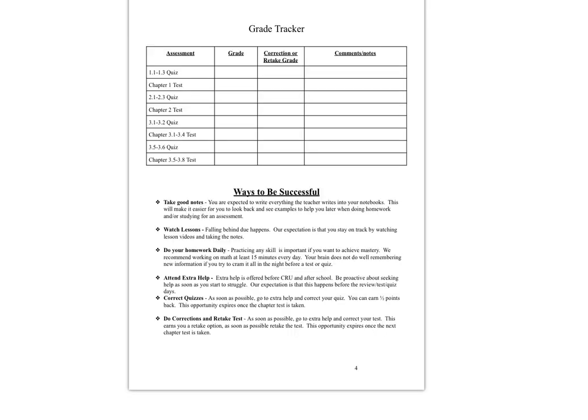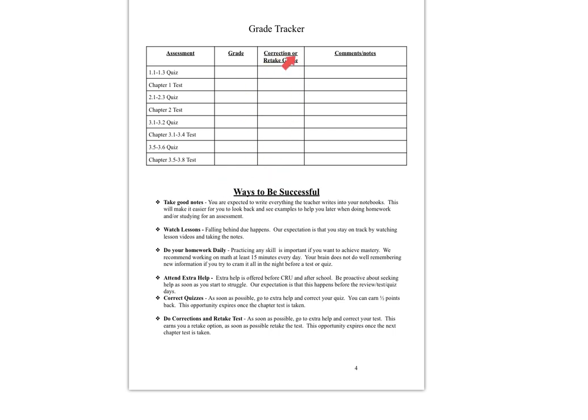Next page is our grade tracker. So in these chapters, we have a quiz for chapter 1 and a test, a quiz for chapter 2 and a test, and then we split up chapter 3 because it's kind of big, all right? So we split it into a first half and a second half. So the first half will have a quiz and a test, and then the second half will have a quiz and a test.